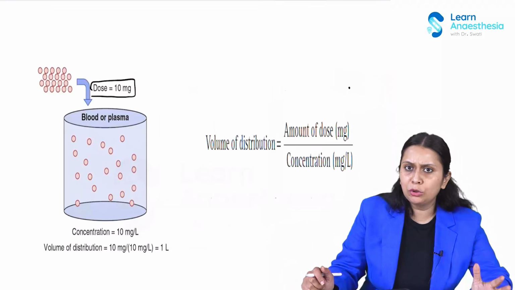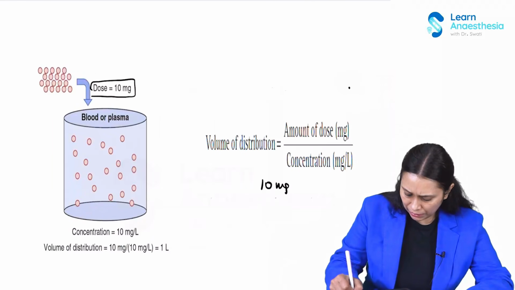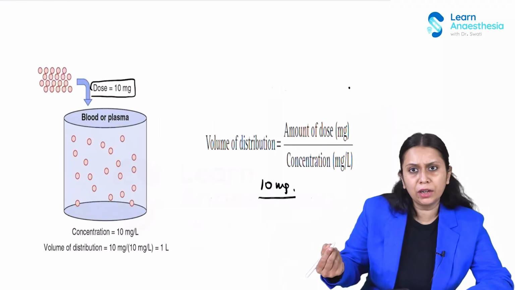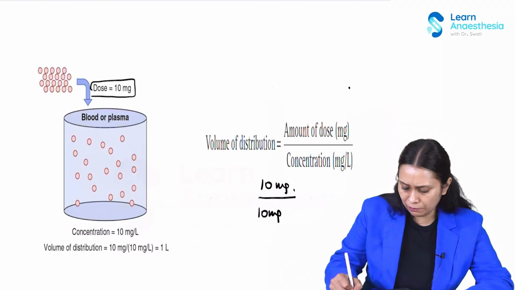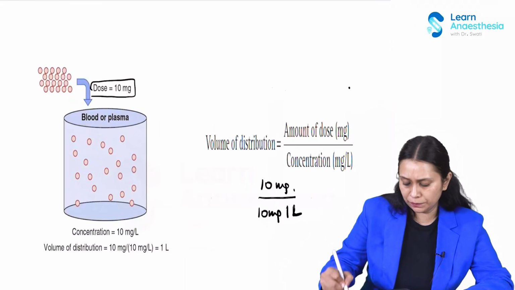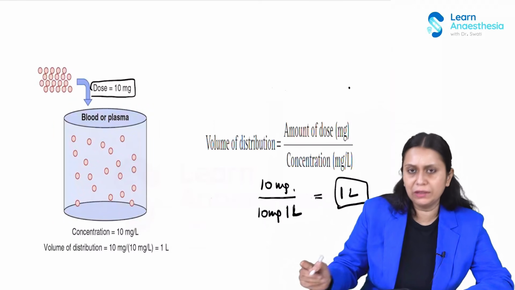So let's say the total dose of drug is 10 milligram, and the concentration of drug in a fixed volume is 10 milligram per liter. So what would be the volume of distribution of this drug? It would be 1 liter. The volume of distribution is 1 liter.